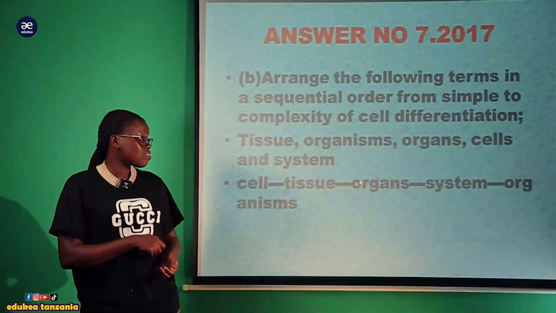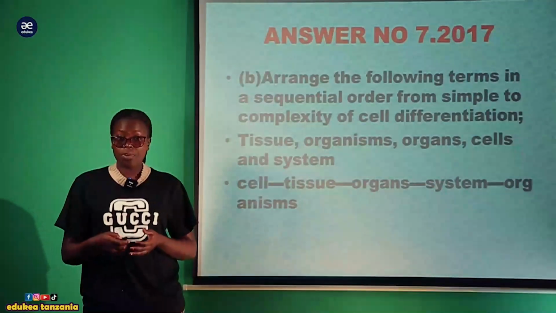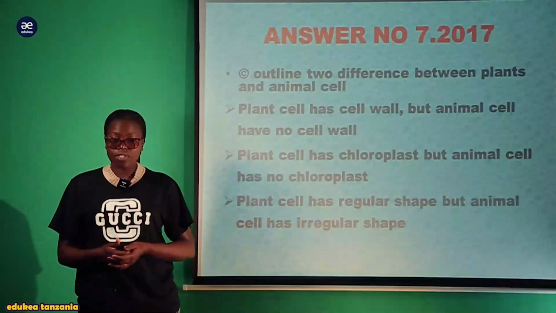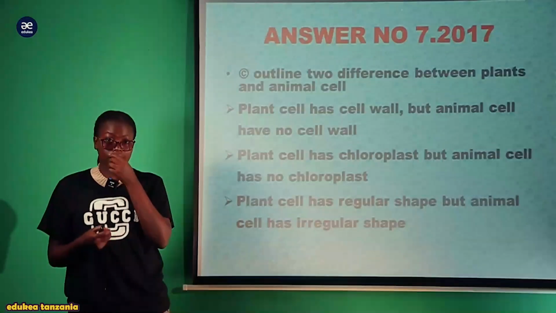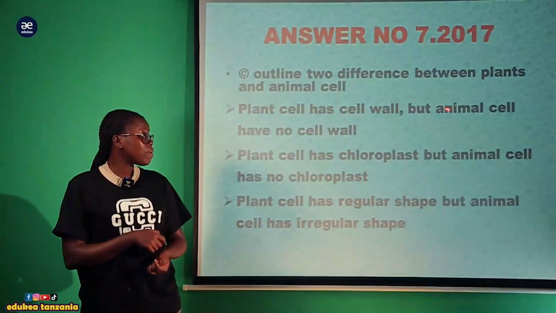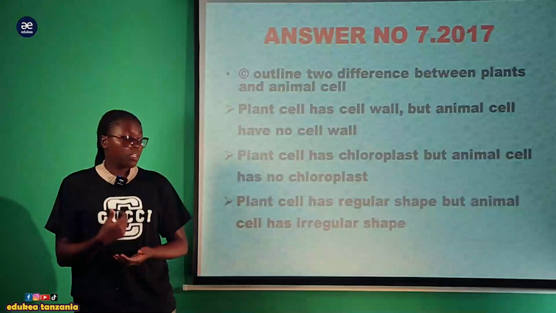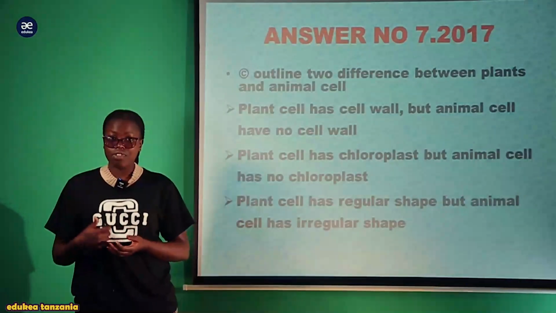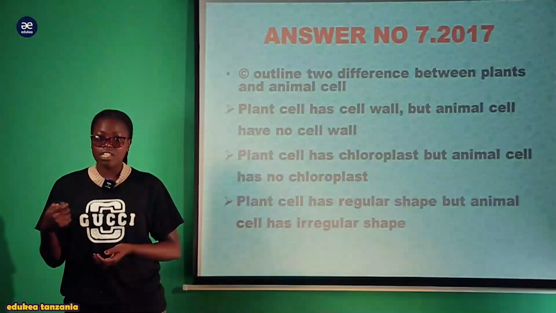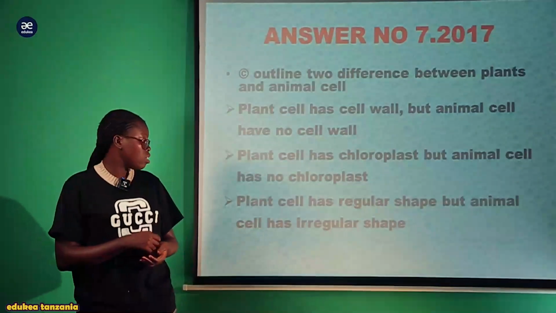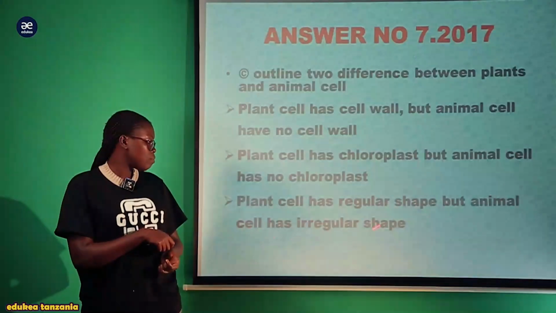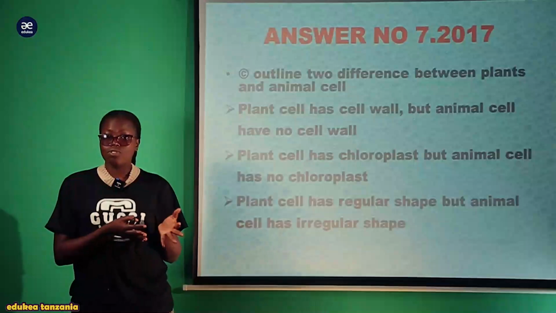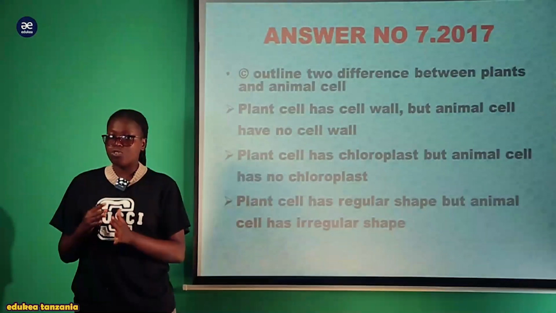Na kuweza kujua what is cell, what is tissue, what is organ, what is system pamoja na organism. The last one, unaambiwa to outline the difference between the plant and animal cell. Plant and animal cell wanatofauti gani? The first one is plant cell have cell wall but animal cell have no cell wall. Also, the plant cell have chloroplast for photosynthesis, lakini animal cell is heterotroph, they do not have the chloroplast, therefore they depend on other organisms for survival. Also, the plant cell have regular shape, lakini animal cell are irregular shape. Just one needed to give only 2 differences, so just make sure that you stick to the direction. Give 2 points, make sure that you give only 2 points.